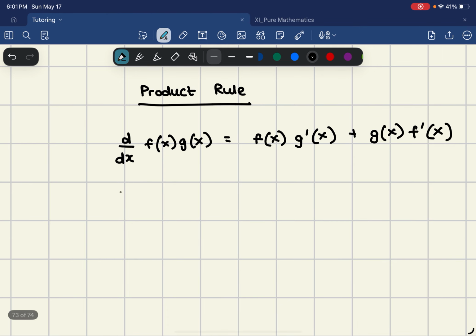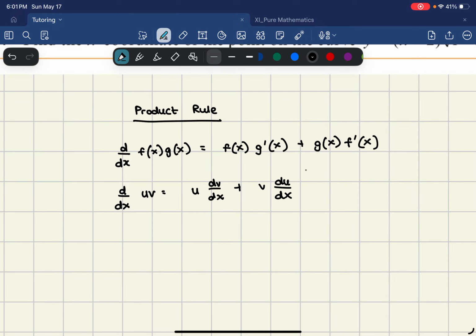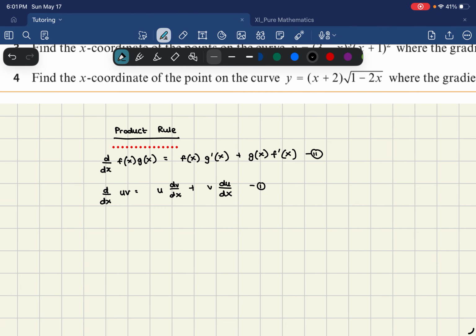Now, another way that you might be taught this is that d by dx of uv is equal to u dv by dx plus v du by dx. So whichever way you prefer, way 1 or way 2, that is alright. We're going to be using these formulas.